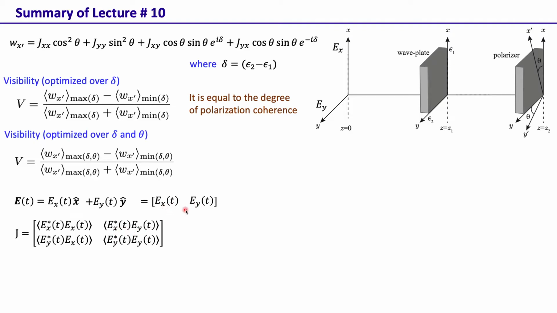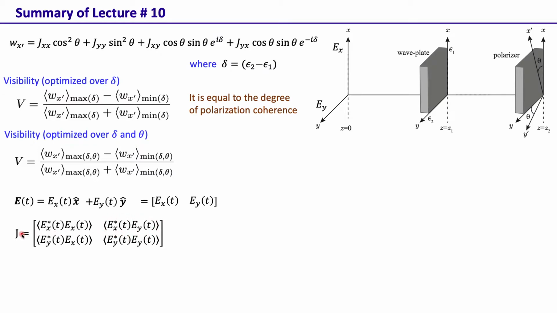If you know Ex, if you know Ey, then this ensemble average quantity E star x Ey is simply found by multiplying the complex conjugate of this with this. But when it's a partially coherent field, then E star x(t) Ey(t) is not equal to E star x Ey. This is different, and that's why we have to study this separately.